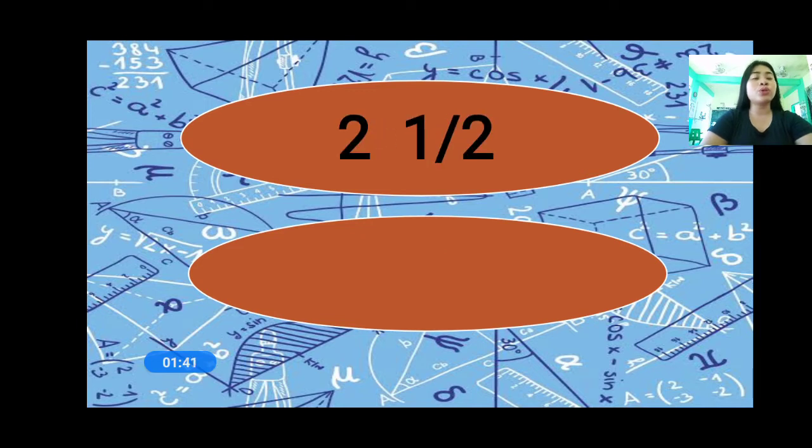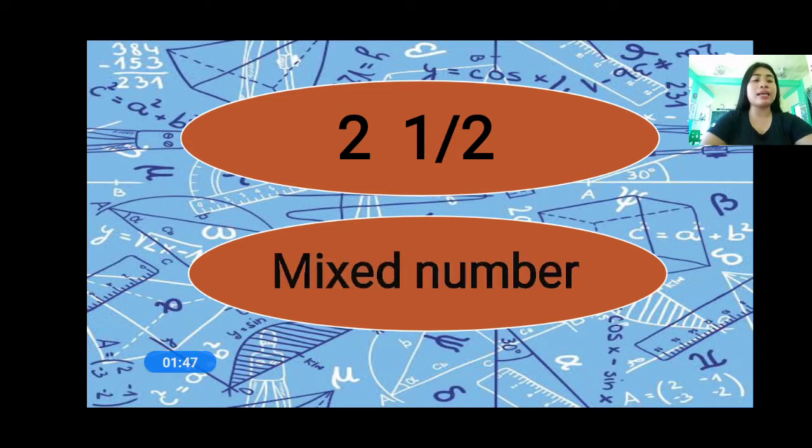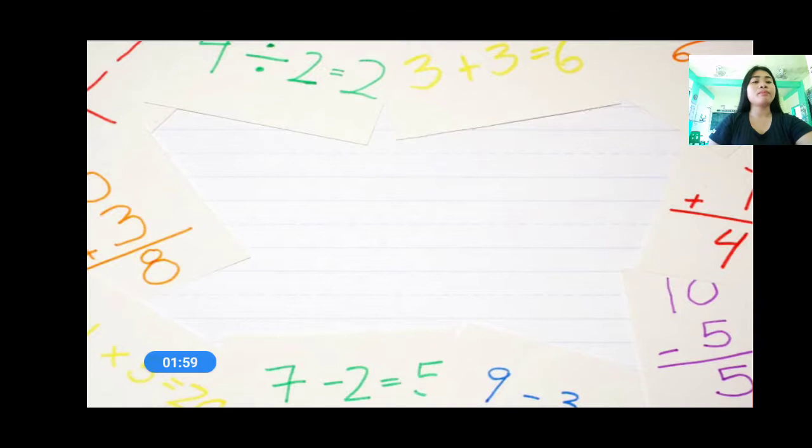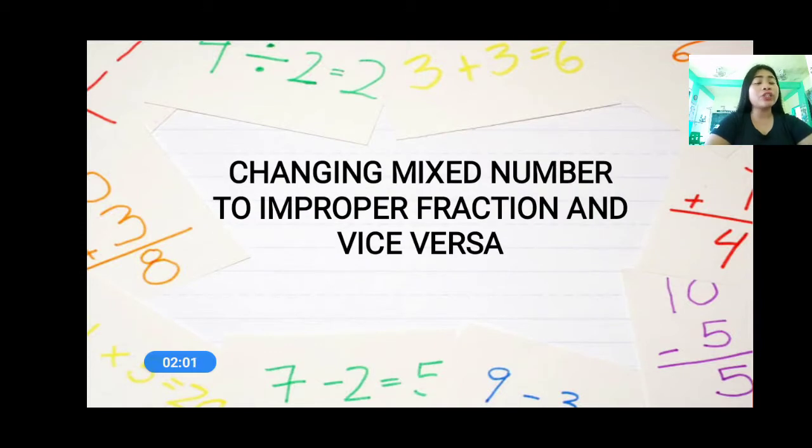Next, we have 2 and 1/2. So, what kind of fraction is that? That is a mixed number. Very good. So, 2 and 1/2 is an example of mixed numbers. Now today, we are going to talk about changing mixed number to improper fraction and vice versa. Meaning of this vice versa is mixed number to improper and improper fraction to mixed number. That's what we are going to do today.